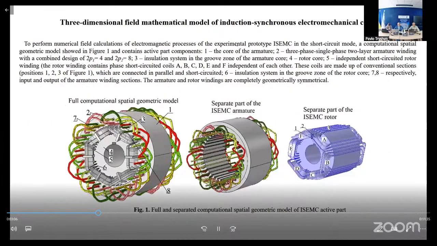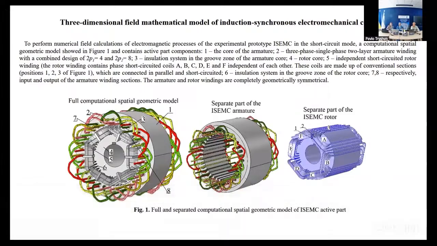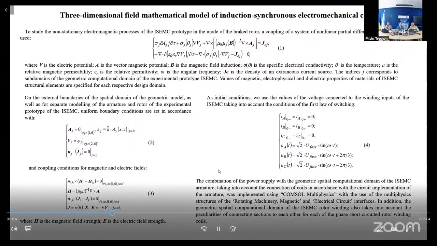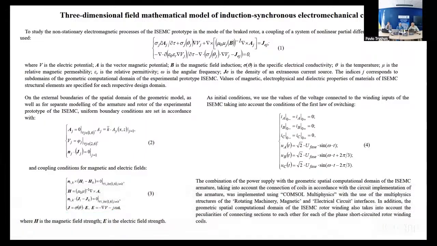To perform numerical field calculation of electromagnetic processes of the experimental prototype induction synchronous electromechanical converter in the short circuit mode, a computational geometric model was developed, shown in figure 1. To study the non-stationary electromagnetic processes of the prototype in the mode of the blocked rotor, a coupling of a system of non-linear partial differential equations, number 1, is used.